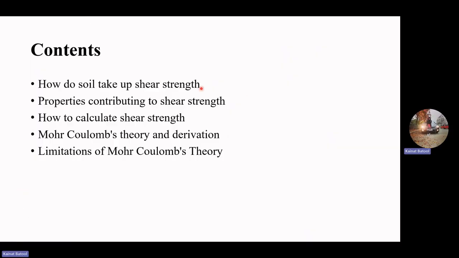Firstly, we will see how a soil takes up its shear strength, what properties are contributing towards the shear strength, how we calculate this shear strength, what the Mohr-Coulomb theory is, what the Mohr-Coulomb shear strength equation is, how it is derived, and then at the last we will be discussing the Mohr-Coulomb theory's limitations.